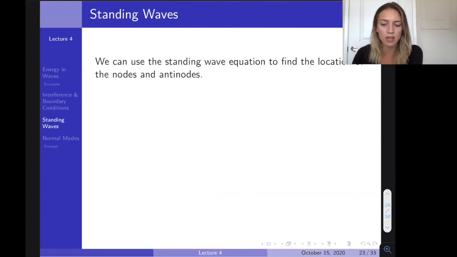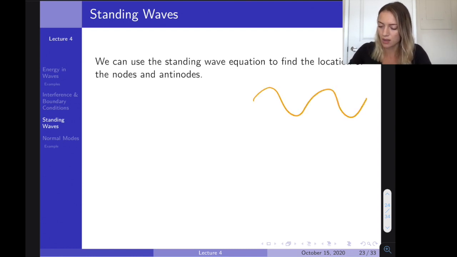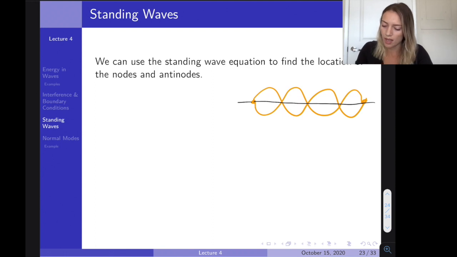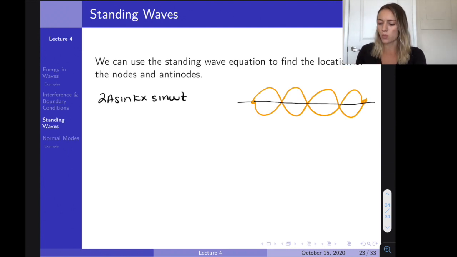So back to nodes and antinodes for a second. We can use the standing wave equation to figure out the location of our nodes and antinodes. Let's say I have some standing wave like this, and let's say it's fixed at each end for now. Doesn't have to be, but let's say it is. And this is our x-axis here. Okay, so we want to find the location of the nodes using our standing wave equation. So we have 2a sine kx sine omega t.